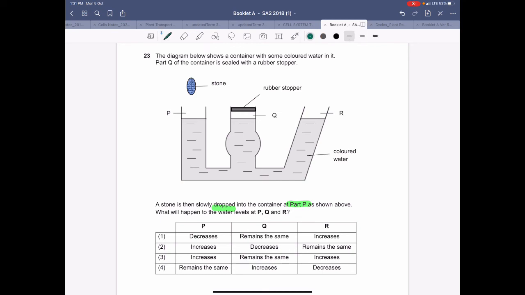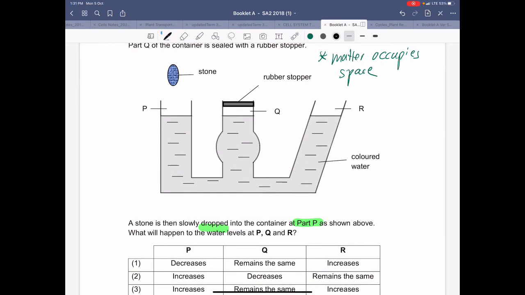Now this question is actually testing you on the concept that matter occupies space. Be it air, gas, liquid, or solid, they all occupy space. We know that when the stone drops into the water, the stone obviously occupies space. It has to displace the water, so the water level will go up higher. The new water level could be something like this. We all know that it will increase.